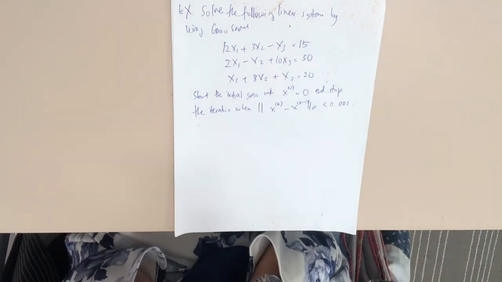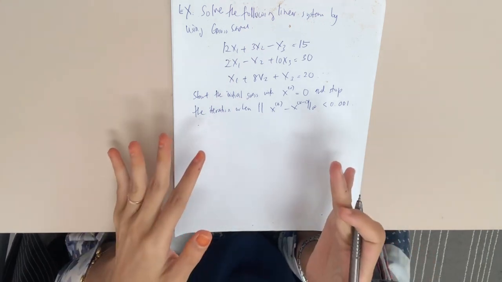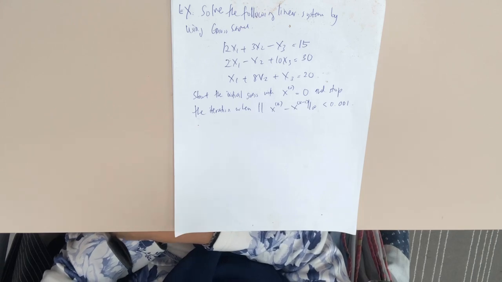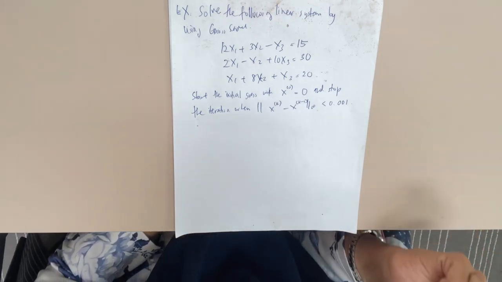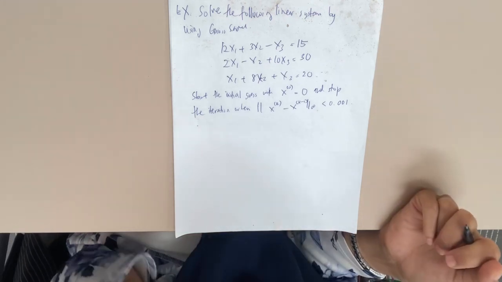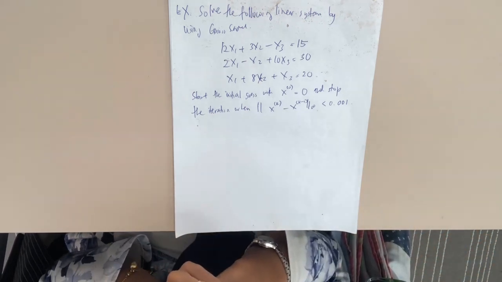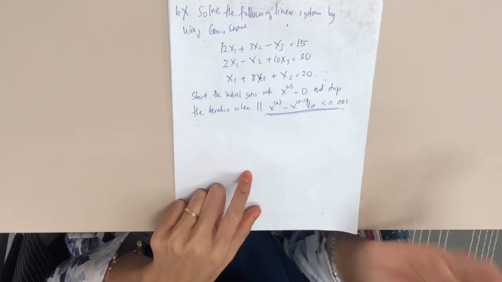Okay, so I read the question back. The question asks you to solve the following linear system by using Gauss Seidel. This is the linear system: 12x1 plus 3x2 minus x3 equal to 15, 2x1 minus x2 plus 10x3 equal to 30, x1 plus 8x2 plus x3 equal to 20. And then start the initial guess with x0 equal to 0 and stop the iteration when the norm of xk minus xk-1, infinity norm, is less than 0.001. So maybe some of you do not understand what this means. Okay, apa maksud dia? Later I will show you.